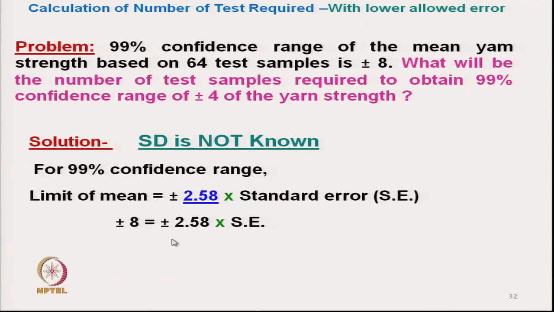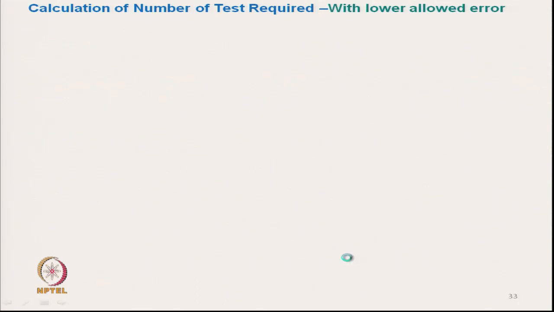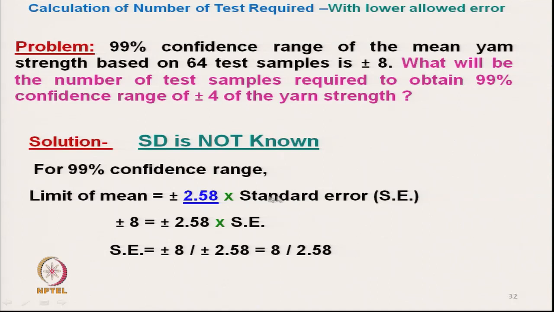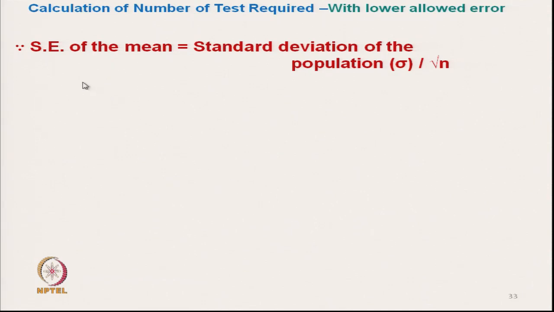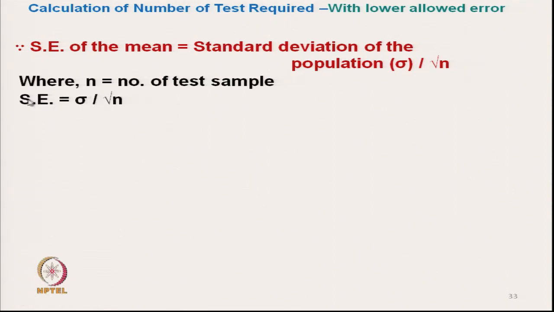Plus minus 8 equals 2.58 multiplied by the standard error. And the standard error will be 8 divided by 2.58. So, the standard error is 8 by 2.58. This is the standard error of the mean. So, standard error equals the standard deviation of the population divided by the square root of n, where n is the number of samples. What is the n value here? It is 64.